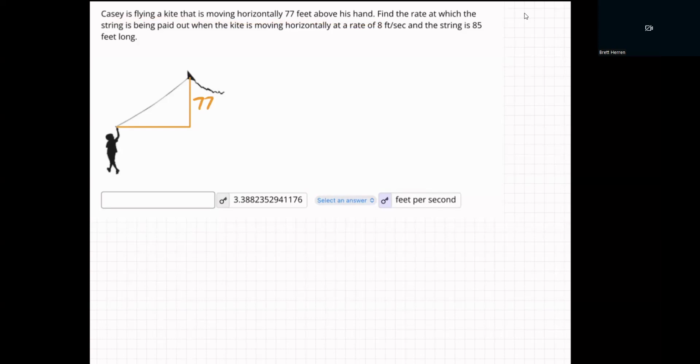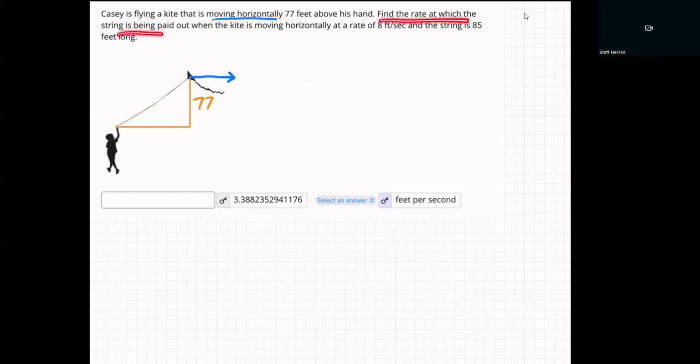And notice they said the kite is moving horizontally. So the kite's not going up and down. It's only as he lets out string that it's going perfectly sideways, back more and more and more. That's what you've got to get straight. Find the rate at which, they say right here, moving horizontally, sideways, not up and down.